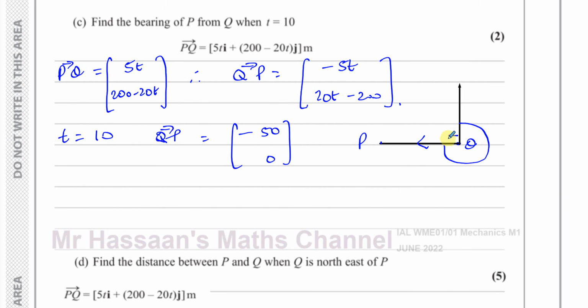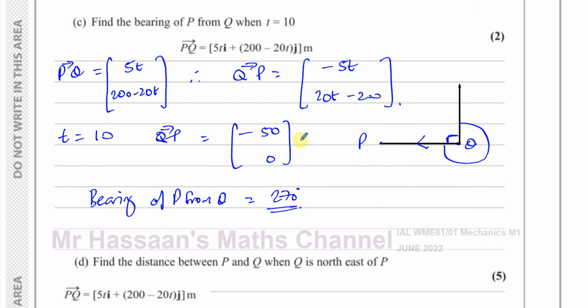Well, obviously, if this is minus 50, 0, that means P is due west of Q. So the bearing is going to be 270. So we can say the bearing of P from Q is equal to 270 degrees. Simple as that. Okay, so there's the answer to part C.